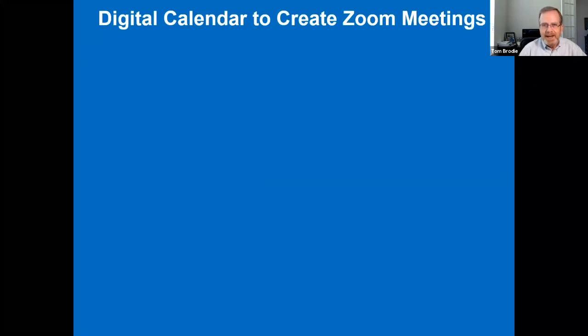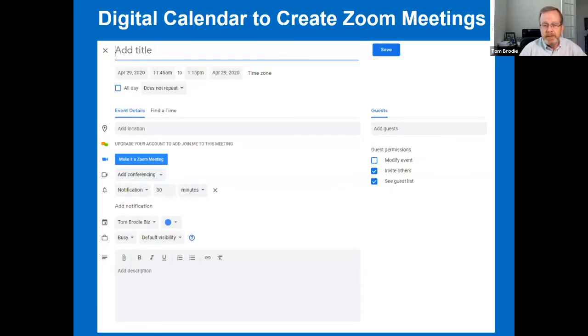One of the things that I always like is digital calendars. And if you're struggling with Zoom, I would say you start using a digital calendar. It makes it so much easier because you're not having to learn how to set up a meeting in Zoom. You do it from your digital calendar. Now, I use Google Calendar just because, number one, it's free. And number two, it's very powerful.